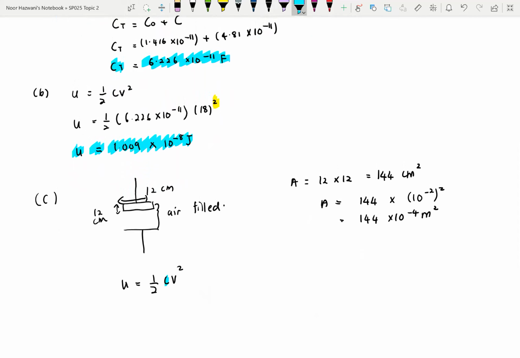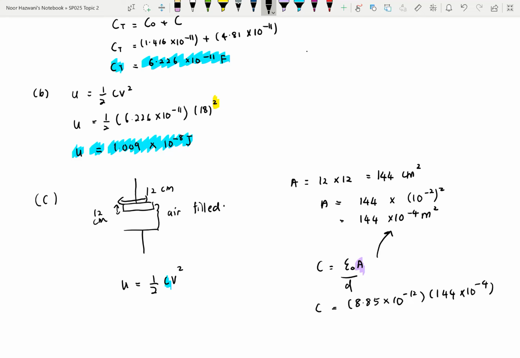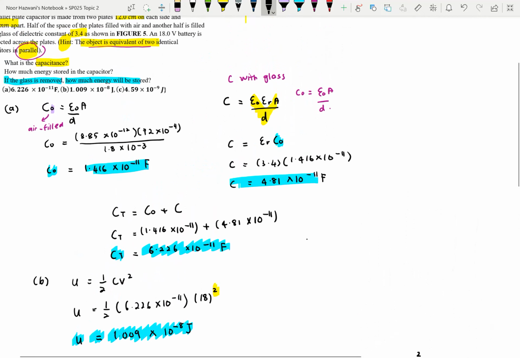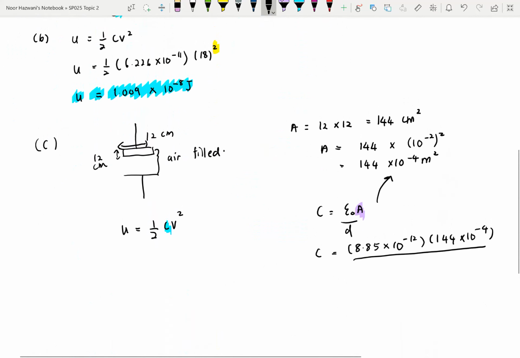because you want to calculate U equals to half CV squared. Now your C here is the new C. Okay, so the new C is epsilon naught A over D. So A here, okay, is the new area. Okay, so C equals to free space permittivity, so substitute in the area. This is divided by D, what was it earlier? 1.8 times 10 power of negative 3. And then calculate your capacitance value.